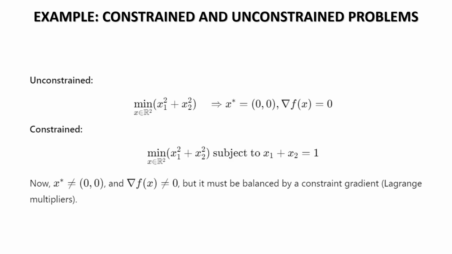Example of constrained and unconstrained problems. For unconstrained problems, the set of possible points is the whole space and the gradient is equal to 0 as well. For constrained problems, we are minimizing some function subject to some constraint, such as x1 plus x2 is equal to 1. And here the set of points is restricted and the gradient is not 0, but it must be balanced by the constraint gradient, for example, with Lagrange multipliers.